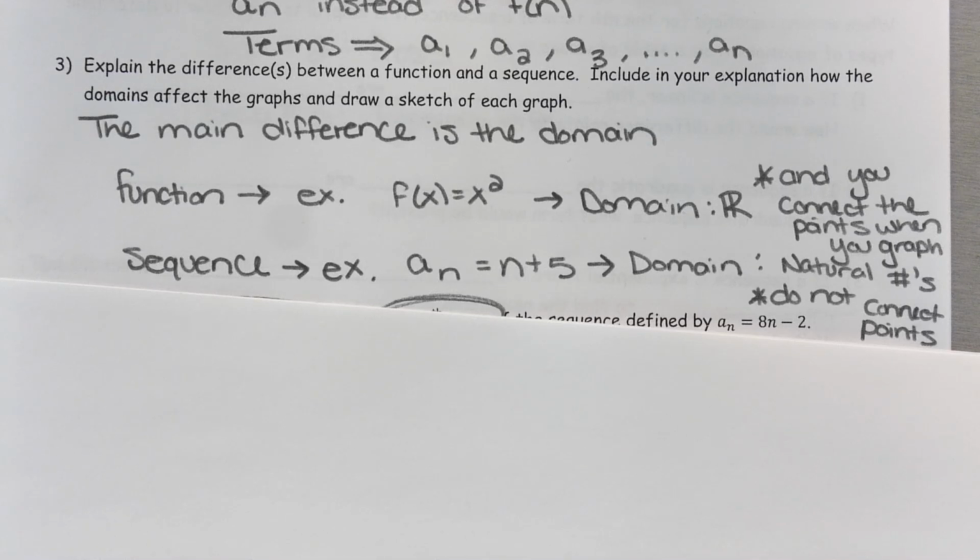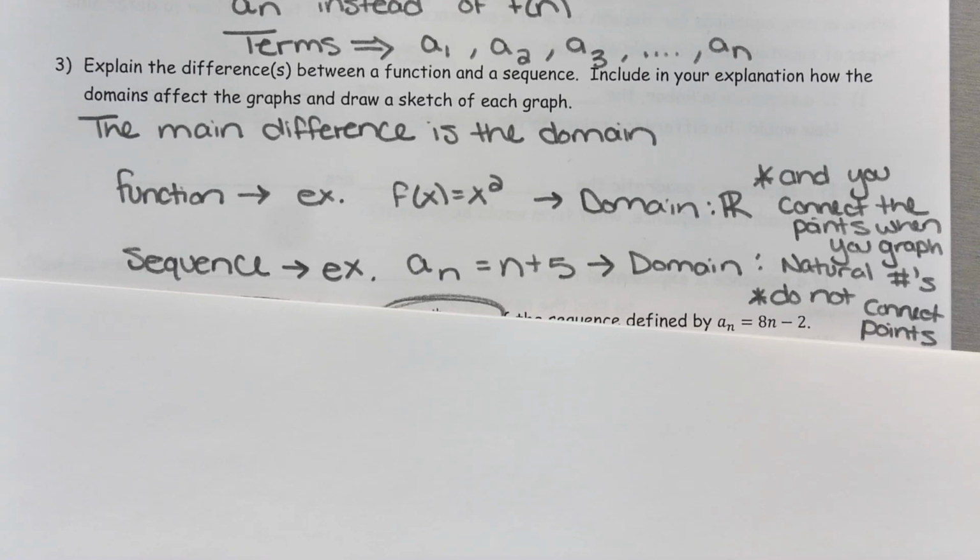So the main difference between a function that we have out in the world and a sequence is the domain. So when you have a function like x squared, that one would have a domain of all real numbers, and we would connect the points. When you have a sequence, you only have natural numbers for your domain, and we do not connect the points because the stuff in between isn't a part of it. So we have a term a sub 1 and a term a sub 2, but they aren't connected because there's no in between.